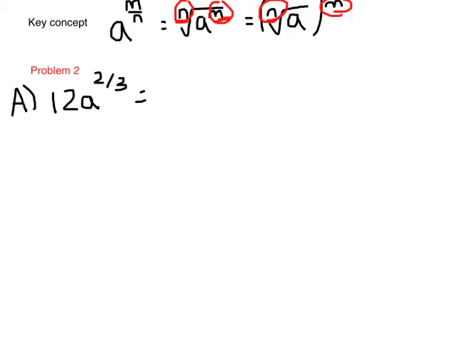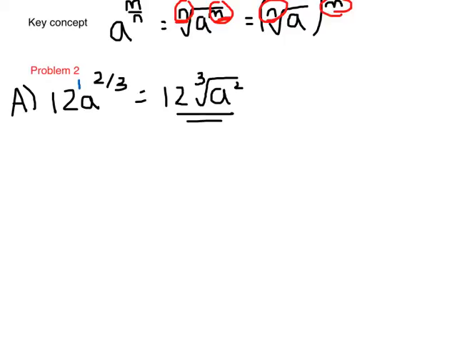Problem 2 wants me to write this from exponential form into radical form. Now, be careful with this one. Notice it's just the a that's going to the 2/3 power. The 12 is actually to the first power. We just don't see that because we don't have to show when something's to the first power. So the 12 is going to stay right outside. The a will go inside. And then we just need to think about where the 3 and the 2 go. And we know denominator, then numerator.